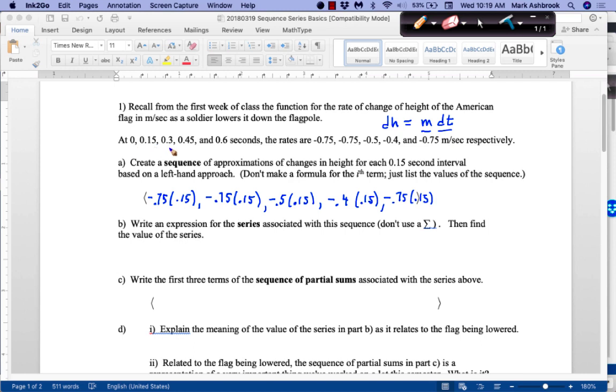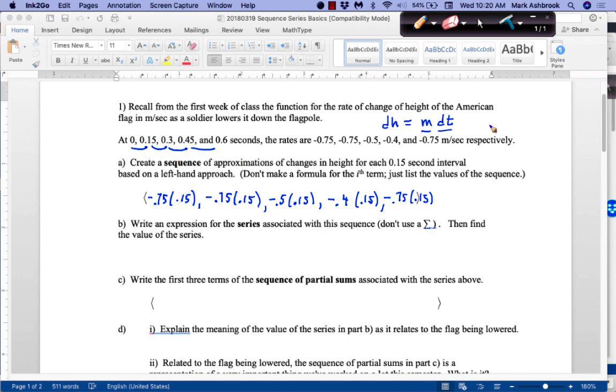Yeah, so wouldn't the first term be 0 times? No, because that's saying that your change in time is 0. The change in time, so each interval has a change in time of 0.15. Yes, but 0 isn't a change in time. That's a particular time, a moment in time. To get a change in height, we need a rate times a change in time. So every change in time here is 0.15.